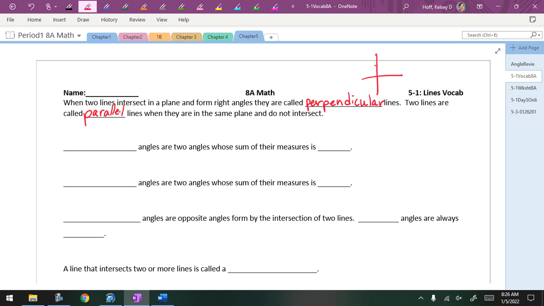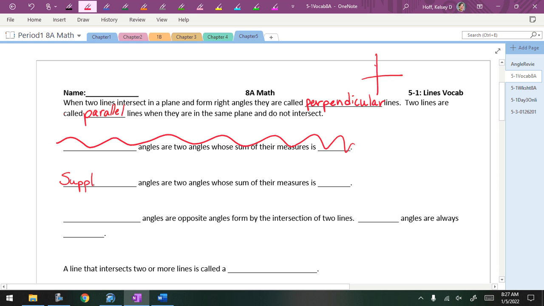We're going to only fill out one of these with supplementary angles. S-U-P-P-L-E-M-E-N-T-A-R-Y. Supplementary angles are two angles whose sum of their measure is 180. They're the angles, angle 1 and angle 2, that are next to one another, and they create that straight line. That's supplementary.